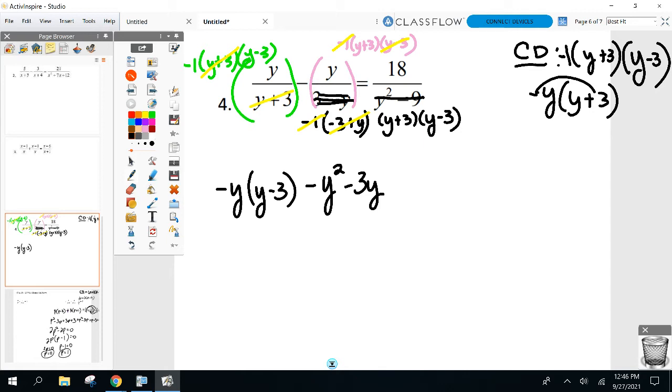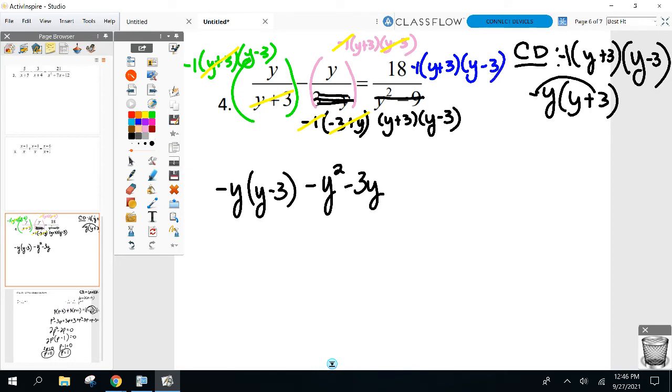Oh, I didn't see that. Okay. Yep, subtraction. That's why. Lizzie, we sure? Okay. And then finally with the 18: negative 1, y plus 3, y minus 3.